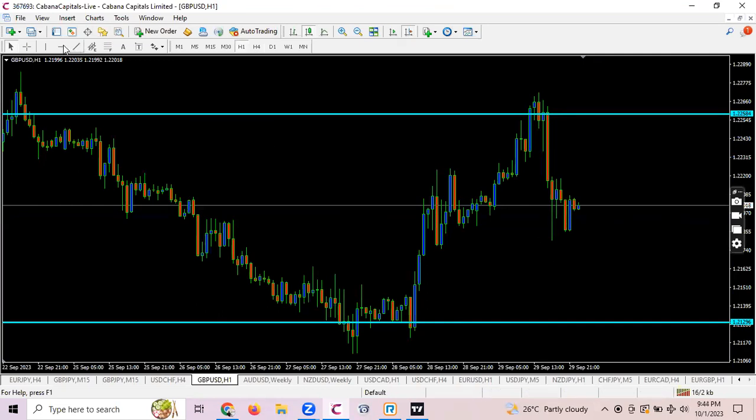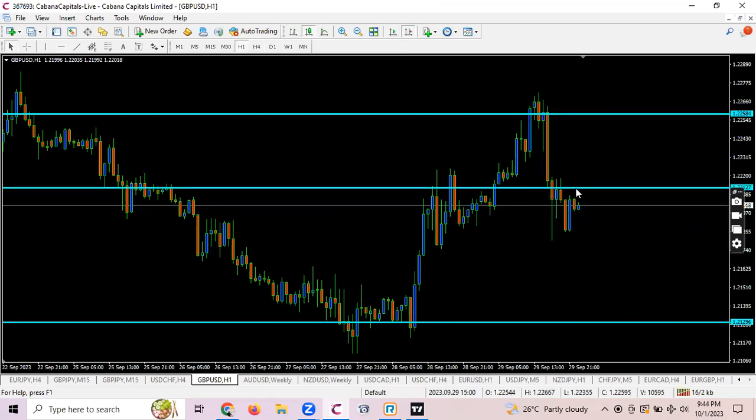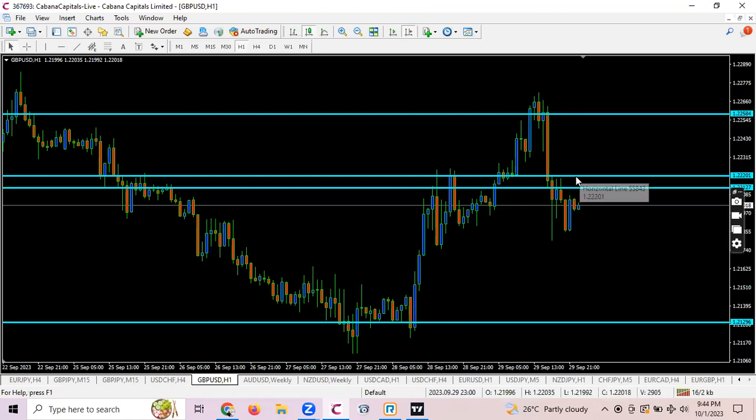I might consider taking a buy if this resistance is broken. If 4 hour candle closes above this zone, I will consider buying. So this will be my first entry, and this will be my second entry for GBP.